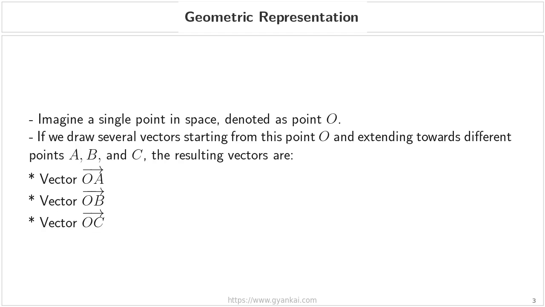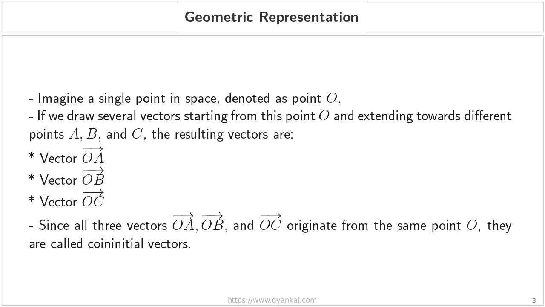Geometric representation. Now that we have established the definition of a vector's tail and head, let's move from the theory to a geometric representation to see this in action. Imagine we have a single, fixed point in space, which we will denote as point O. Now, let's draw several different vectors, all starting exactly from the same point O, but extending out towards different locations. Let's say towards points A, B, and C. By doing this, we create three distinct vectors: vector OA, vector OB, and vector OC.